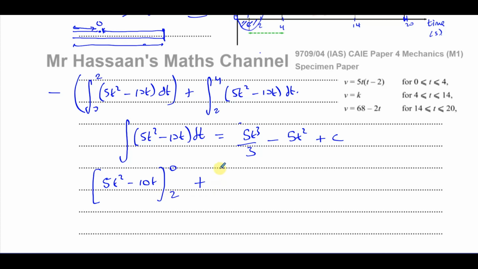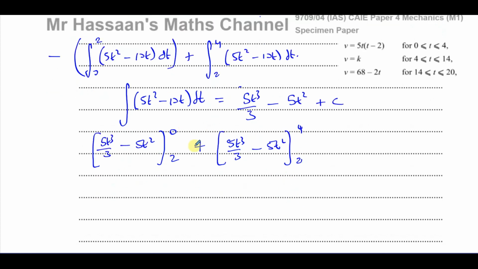And then I've got to add to that the area between 4 and 2, so I'm going to have 5t squared minus 10t, what am I doing? The integrated version, sorry about that. This is 5t cubed over 3 minus 5t squared, but this is now between 2 and 4. Okay, so we find what these are.